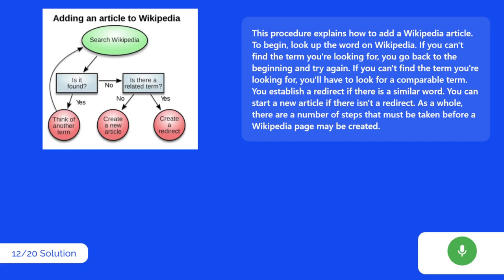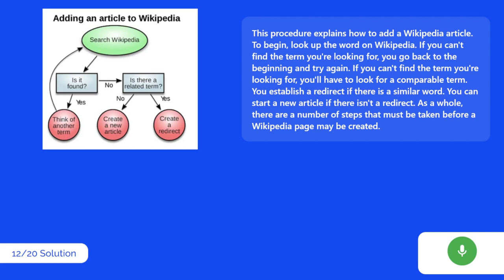This procedure explains how to add a Wikipedia article. To begin, look up the word on Wikipedia. If you can't find the term you're looking for, you go back to the beginning and try again. If you still can't find it, you'll have to look for a comparable term.